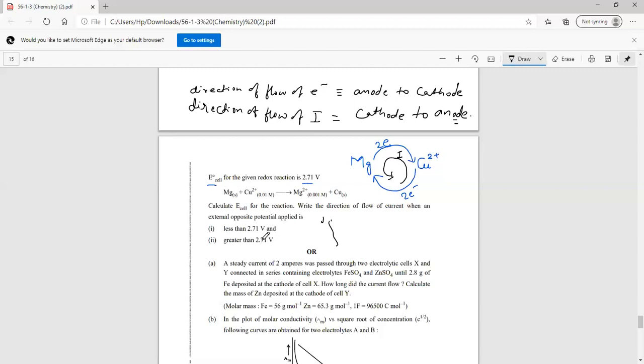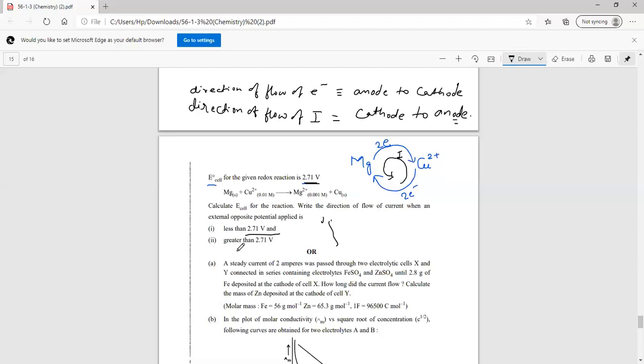Now, while recharging the cell, the direction of the flow of current changes so as to restore the electrons lost by the anode into the anode. The potential difference of the cell is 2.71 volt. So if a potential is applied which is less than 2.71 volt, then the direction of flow of current will not change. It will be from cathode to anode itself.